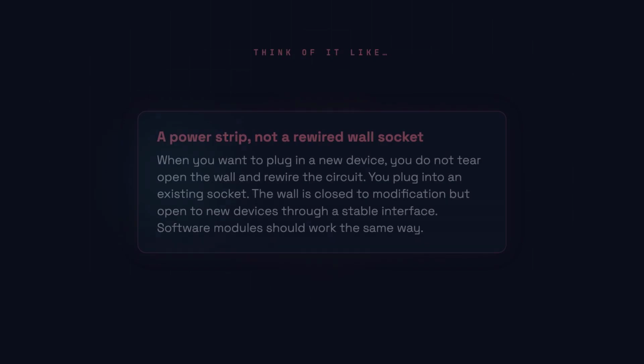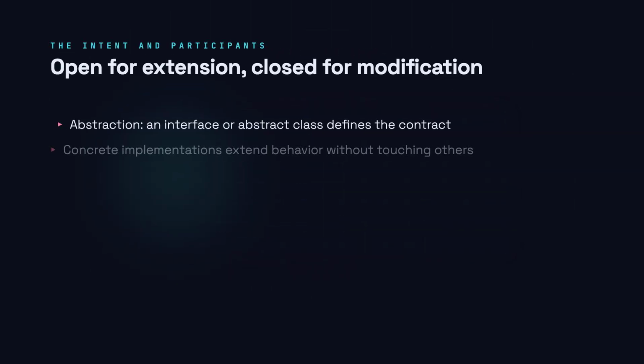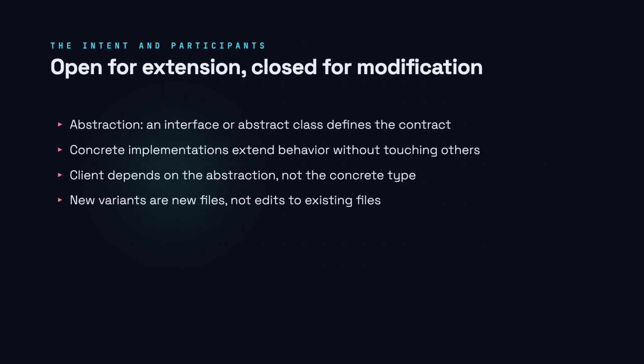The principle, coined by Bertrand Meyer and later popularized by Robert Martin, states that a software module should be open for extension but closed for modification. Open for extension means you can add new behavior. Closed for modification means you do so without editing the module that already works. The mechanism that makes this possible is abstraction. You define a stable contract, usually an interface or abstract class, and new behavior arrives as a new implementation of that contract, living in a brand new file.